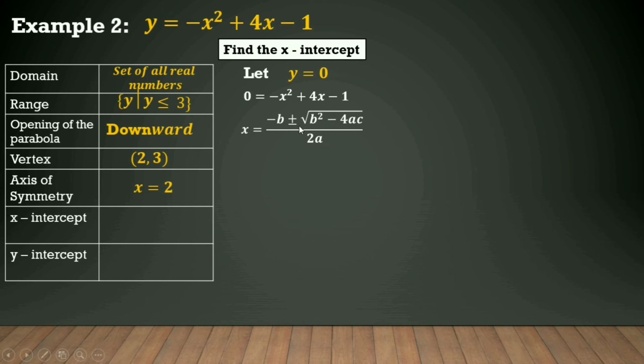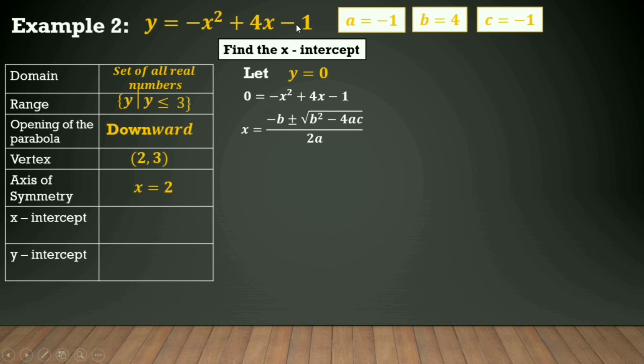So, x is equals to negative b plus or minus the square root of b squared minus 4ac divided by 2a. So, isa-substitute lang natin ulit yung mga value ng a, which is negative 1, yung b is positive 4, and then yung c natin is negative 1 dito sa quadratic formula natin. So, isa-substitute natin. So, we have x is equals to negative, then yung b natin is positive 4 plus or minus the square root of 4 squared minus 4, quantity times negative 1 times negative 1. So, ito yung a at saka c natin na value over 2 times negative 1, which is our a.